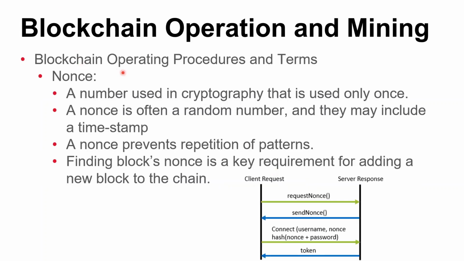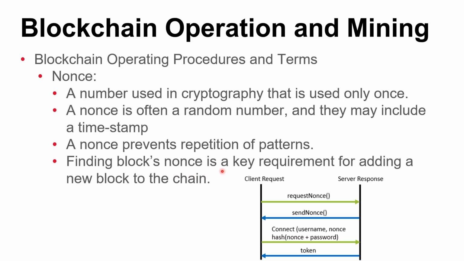So blockchain operations and procedures and terms, we have a nonce. So a nonce is a number used in cryptography, and it's only used once. The nonce is a random number and may include a timestamp. A nonce prevents repetitive patterns because it can only be used once, and if it's appended in part of the data, you can see how it can change data so to prevent repetition.